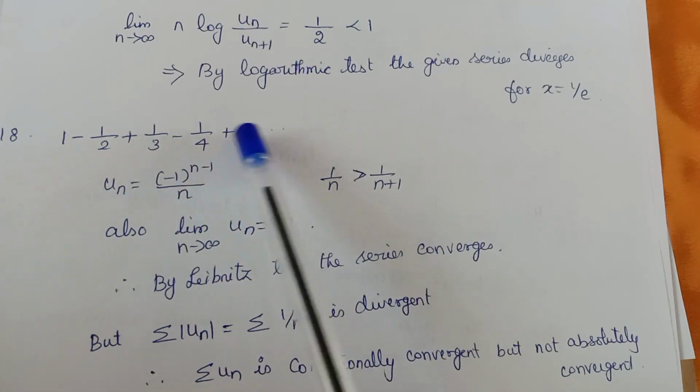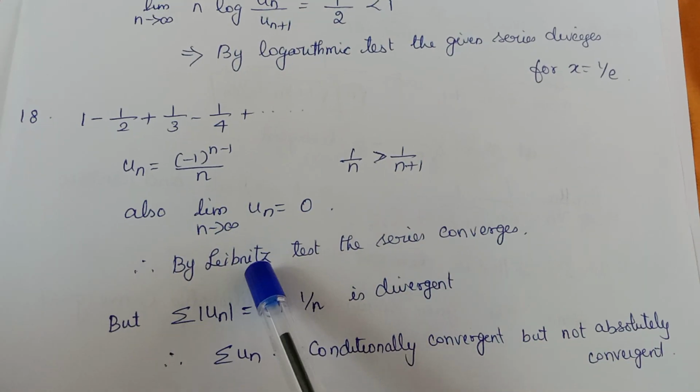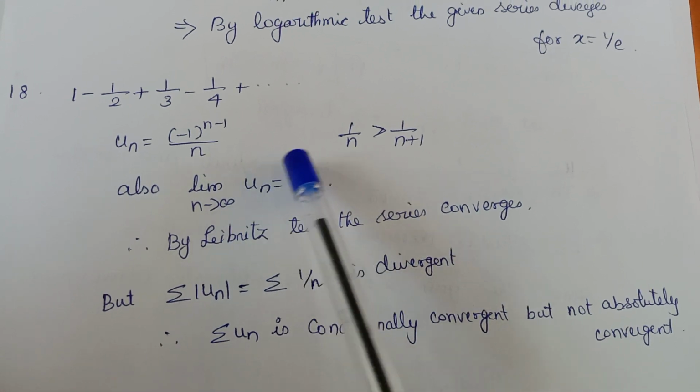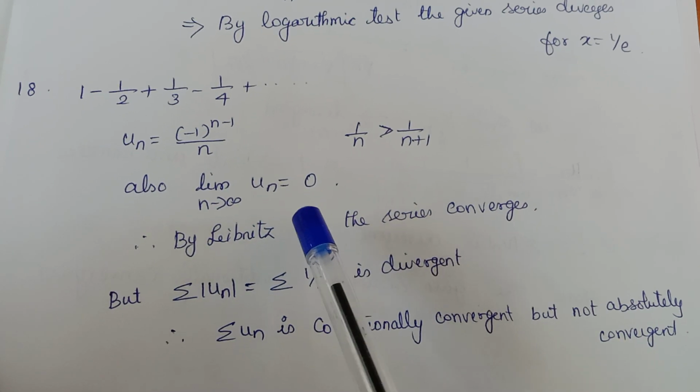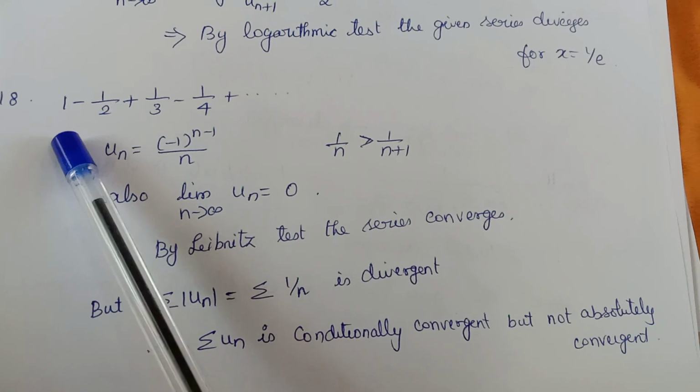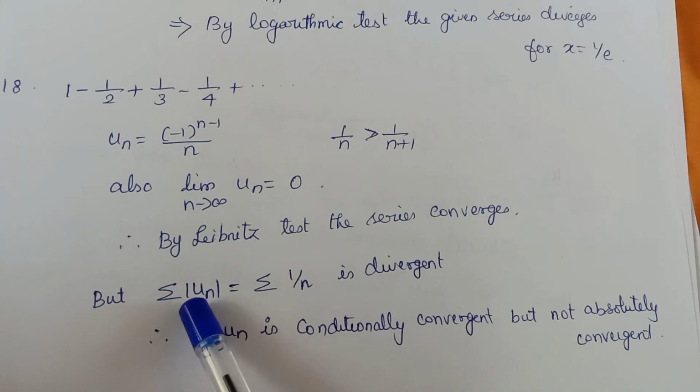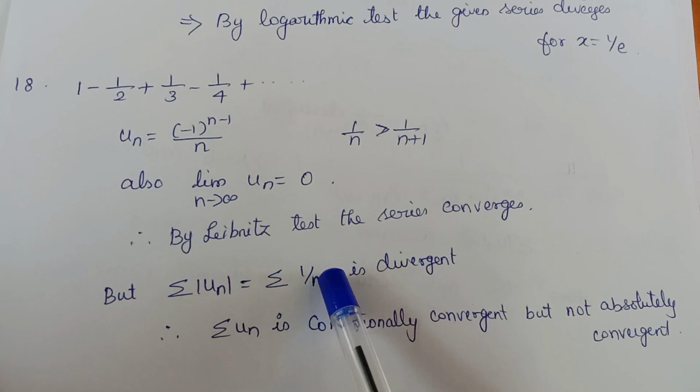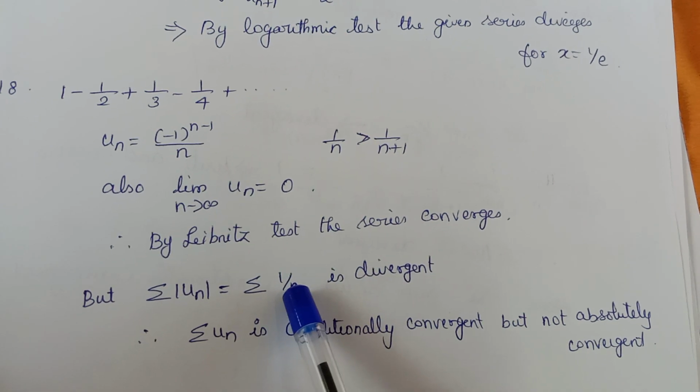Okay, this is an alternating series. Whenever you are given an alternating series, if the series is convergent, let us check for absolute convergence. Absolute convergence means change all the terms to positive sign. That is, sigma modulus un equal to sigma 1 by n. But we know very well that this is a divergent series.